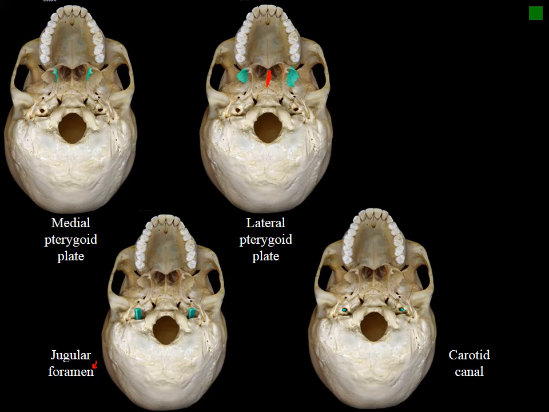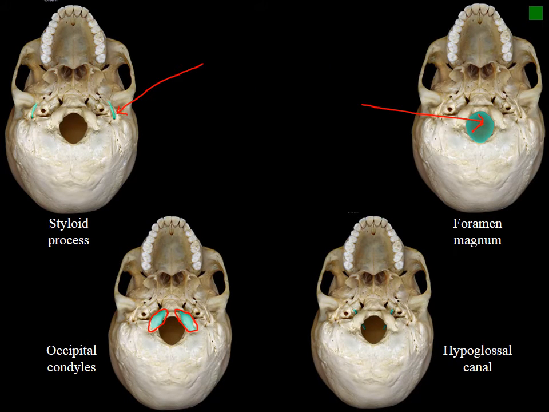Now on this inferior view, we get to see part of the sphenoid bone projecting downward in the form of the medial pterygoid plate and the lateral pterygoid plate. We can also see the vomer demonstrated right through here, and we see some openings. Now these openings are foramina, and that allows for blood vessels to travel through. So we have the jugular foramen and the carotid canal, both of which are holes that allow our blood vessels to travel through.